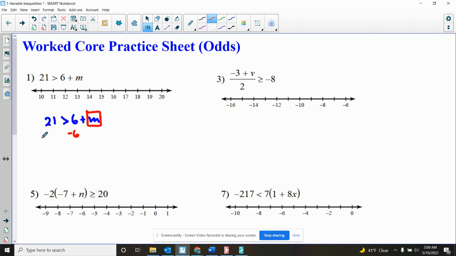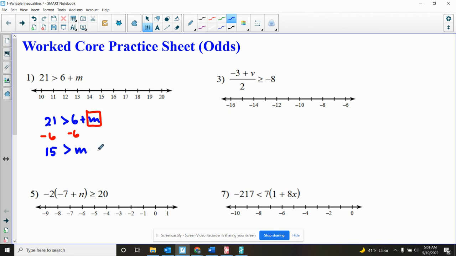So the 6 needs to be subtracted to the other side. That means 21 minus 6 is 15. 6 minus 6 is 0. We're left with the m. Now it's fine to leave your answer this way. Nothing wrong with this, 15 greater than m. However, we do typically write the variable on the left.